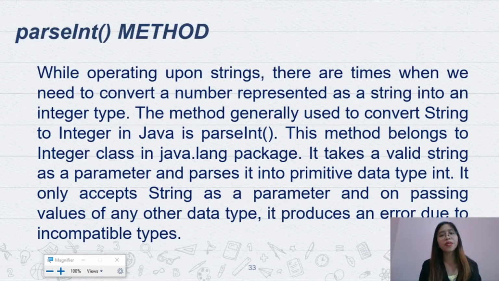So, while operating upon strings, there are times when we need to convert a number representing a string into an integer type. So, the method generally used converts string to integer in Java as ParseInt method. So, sa pagko-convert ng string into integer, ang ginagamit natin ay ParseInt. So, alam niyo na kung ano yung value of. So, value of naman ay ginagamit to convert integers into string. Now, we convert integers back to string. So, it takes a valid string as a parameter and parses it into primitive data type int.